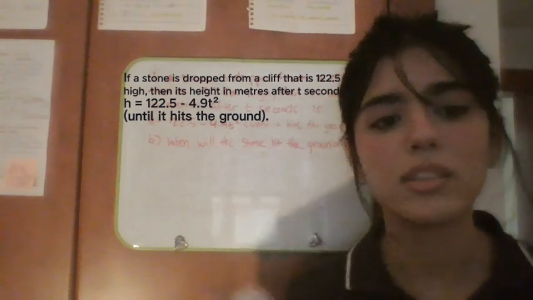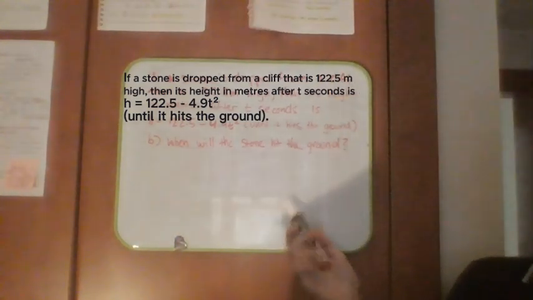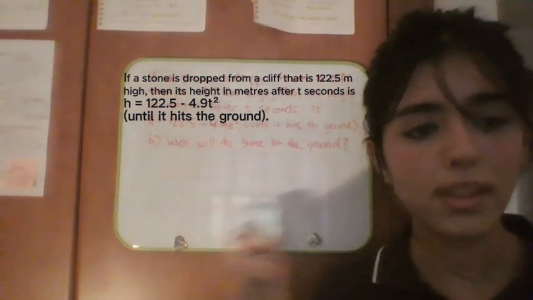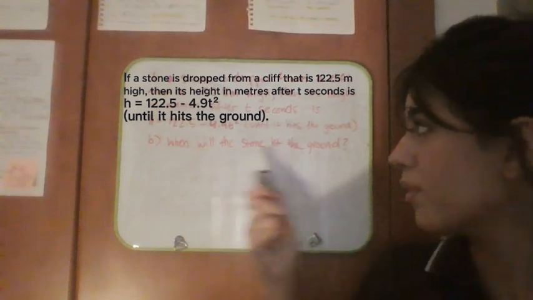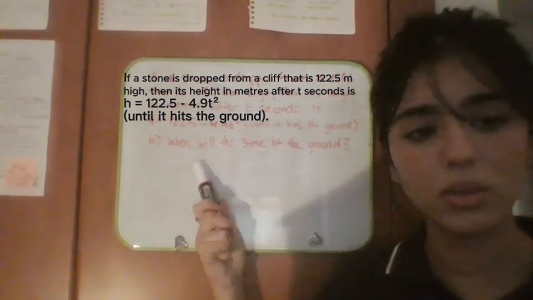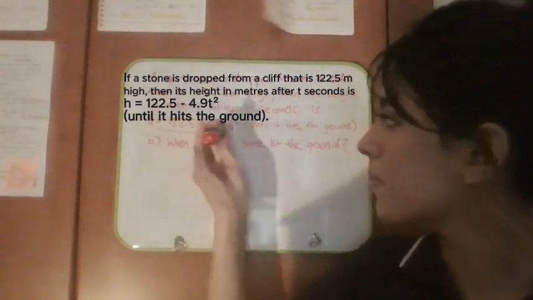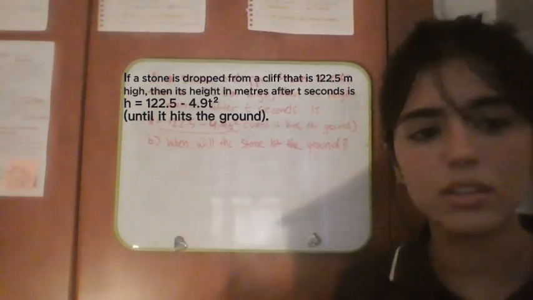Okay guys, so part B of the question is asking, when will the stone hit the ground? So the stone will hit the ground when the height is 0. And it's asking for the time, when will the stone hit the ground. So here, the equation that it gave us, we can solve for t by putting h as 0. It's just simple algebra.